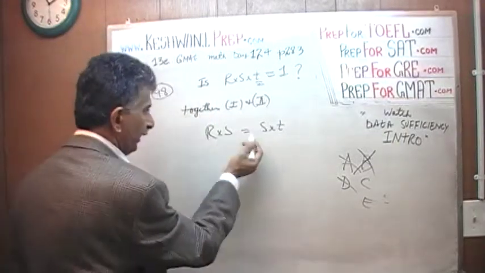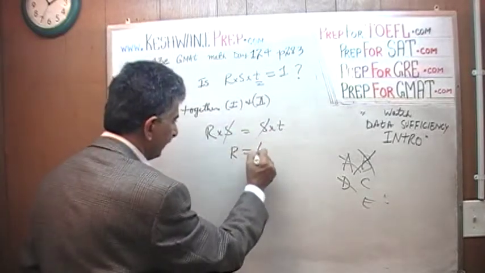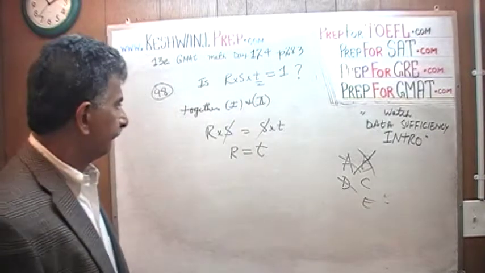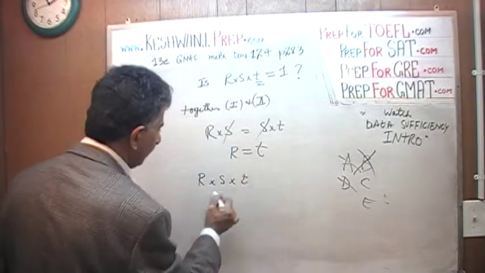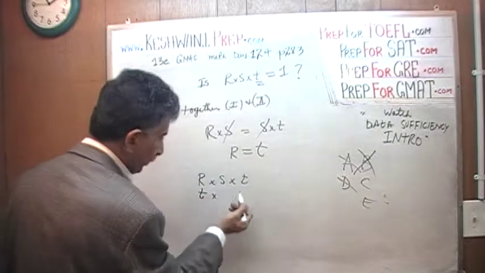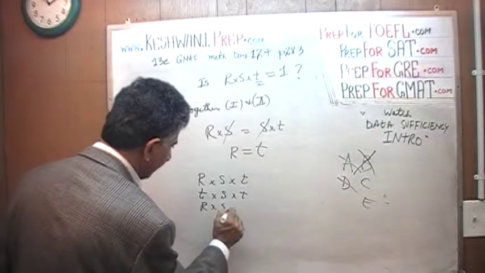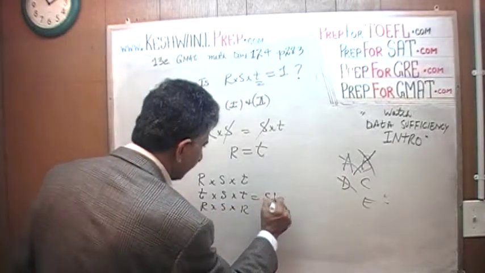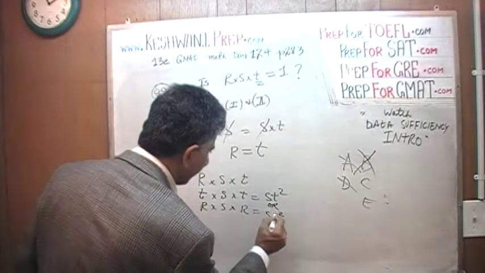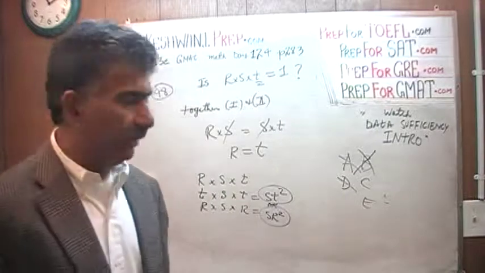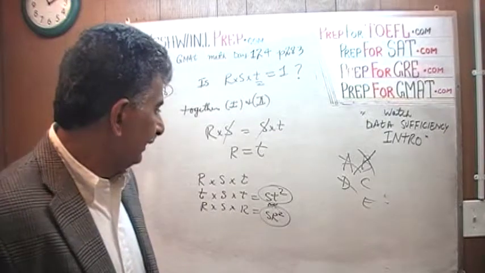We gather that because the s appears on both sides, if we were to divide both sides by s, s drops out, and this tells us that r equals t. But the question is, what is r times s times t? Now we know that r equals t, which means we can replace r with t, and we'll have t times s times t, or s times t squared, or s times r squared. Can we tell if this quantity equals 1? The answer is no. We know nothing about the t and the s.